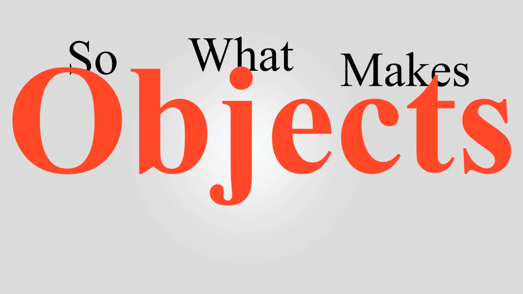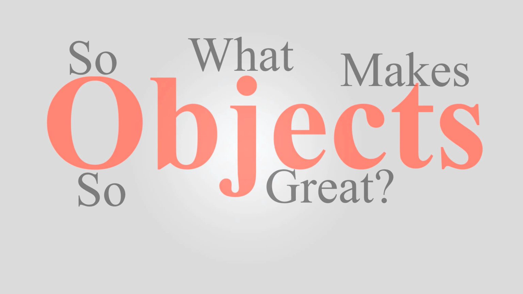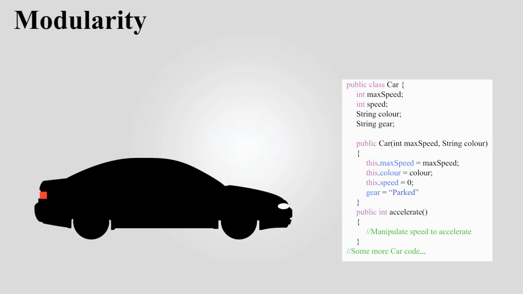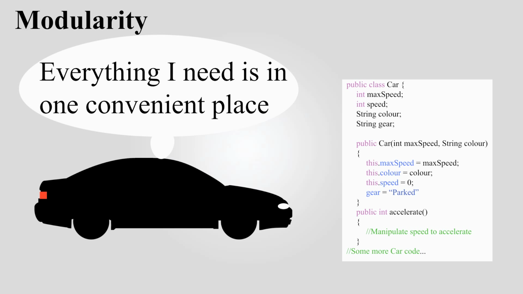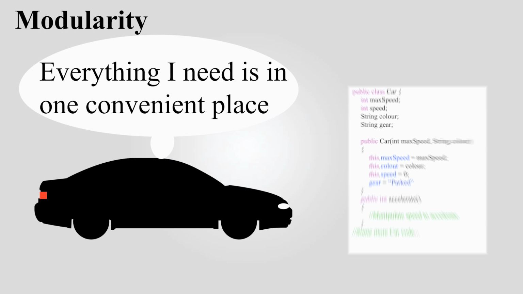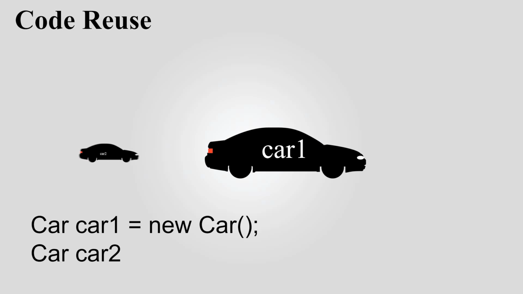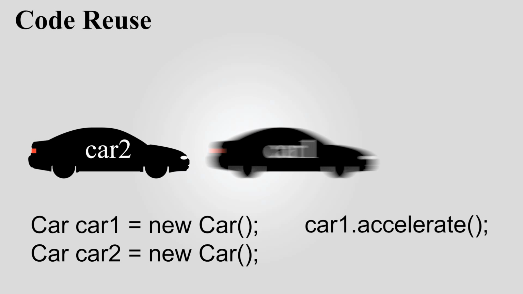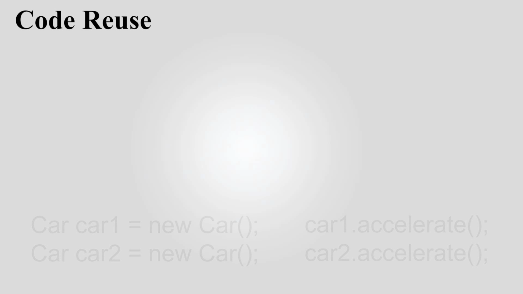So what makes objects so great? Since all the related state and behavior are stored in one place, this makes everything very modular. All the code needed for a car is stored in one convenient place. Since everything is in one place, we don't need to rewrite any code if we require a car object. We simply create a new car object, and it will have all the fields and methods as every other car object.